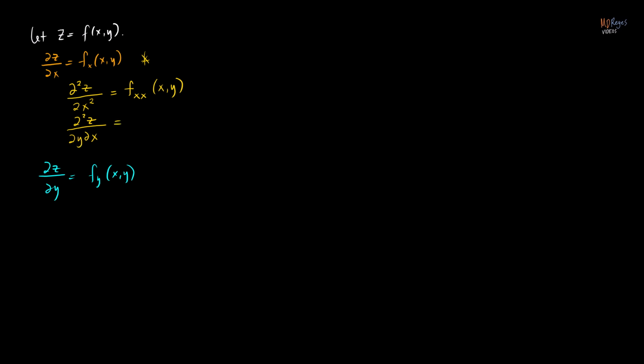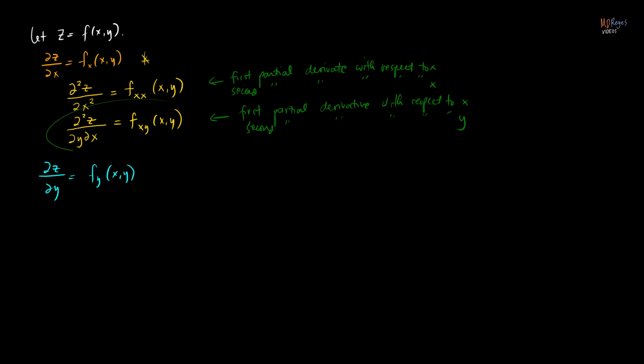Or using the other notation, it's f sub xy of xy. So it means to say that we differentiated first with respect to x and then with respect to y after. Just to make things clear, in this one the first partial derivative was done with respect to x and the second partial derivative was done also with respect to x. Now in this one, the first partial derivative was done with respect to x and the second partial derivative was done with respect to y.